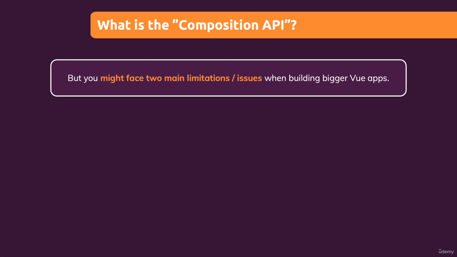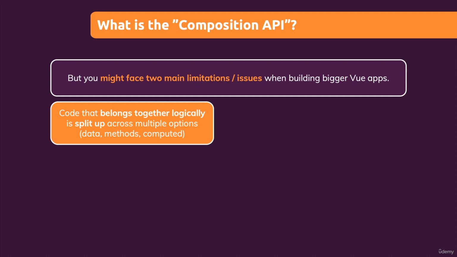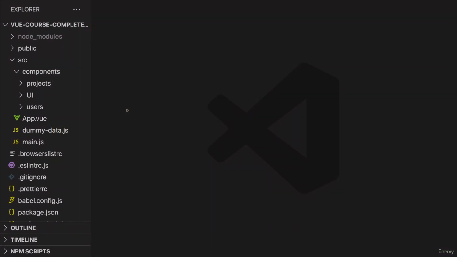In smaller and medium-sized apps, we will very likely never face those issues, but in bigger apps, we might face them. Issue number one is that code that belongs together logically is actually split up across multiple options. Data, methods, computed, for example.